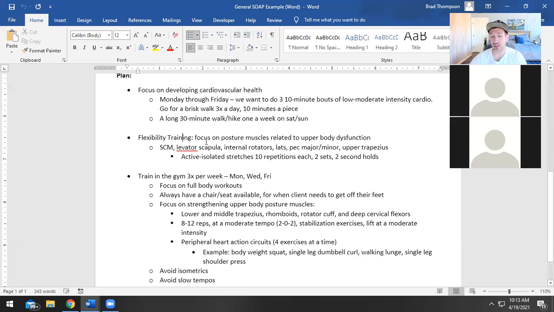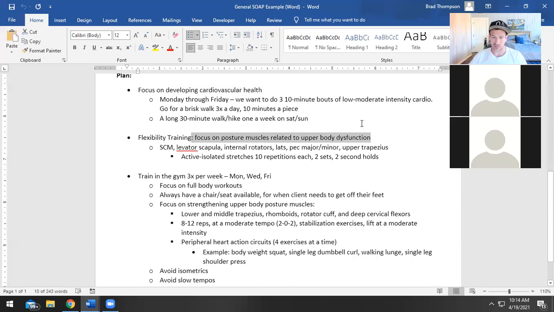For flexibility training, we are going to focus on upper body dysfunction. So we're going to look at the sternocleidomastoid, the levator scapulae, the internal shoulder rotators, the lats, the pecs, both major and minor, and I don't know why this is at the end of the list, the upper trapezius. That should be over on the next stuff. But SCM, upper traps, levator scapula, lats, and pecs, right? All of that is going to allow my client to get their shoulders back, right?